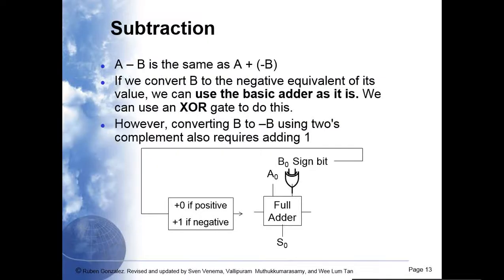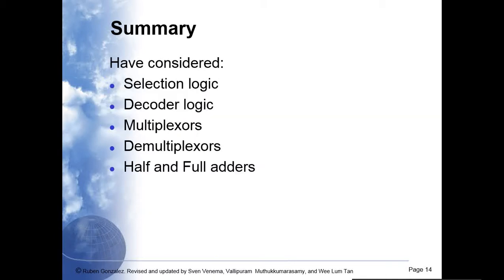So we had a look at subtraction. It gets a little bit complicated, but I think you can see all the pieces that need to fit together and how we made that happen. So in summary for this section, we looked at selection logic, decoder logic, multiplexers, demultiplexers, and half and full adders. I invite you to have a look at some of this and try making some of it in Logisim, playing around with it and seeing the impact of changes that you make.